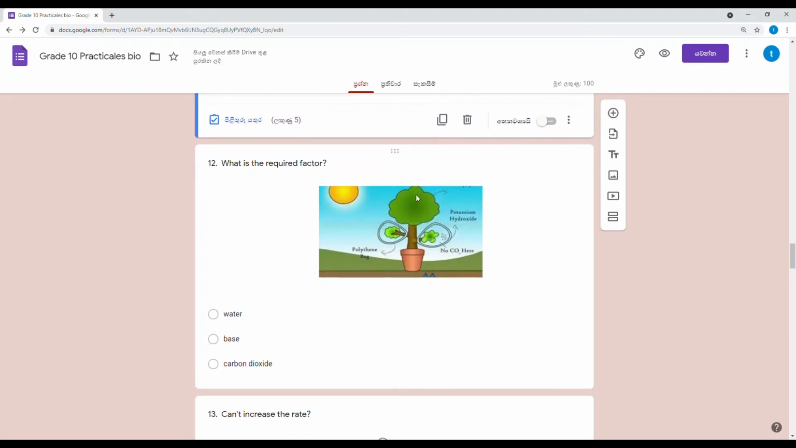There's another practical regarding photosynthesis. I think you remember that. Here one component is there, that is sodium bicarbonate, or potassium hydroxide, right? That means if this kind of thing is there, the purpose of that is that they can absorb carbon dioxide. Then we can check whether carbon dioxide is an essential factor for photosynthesis, right?